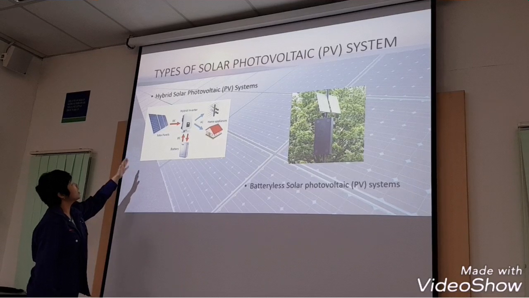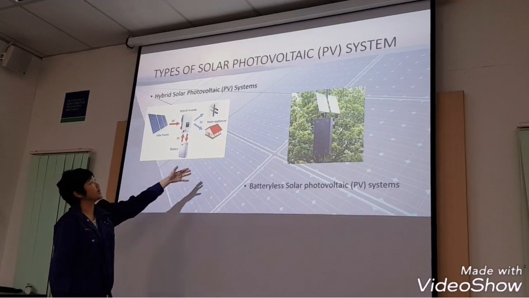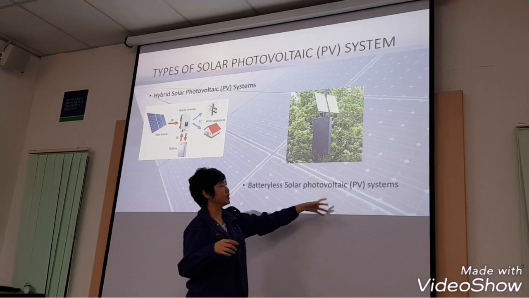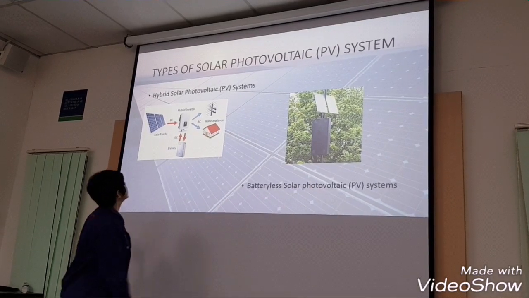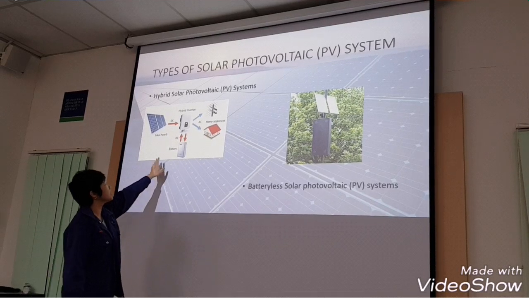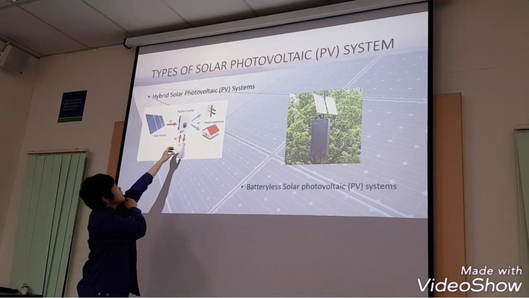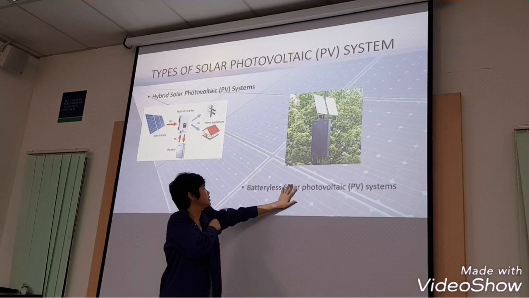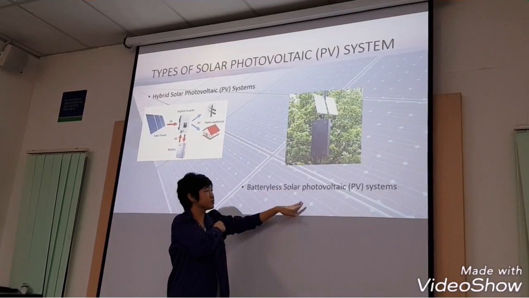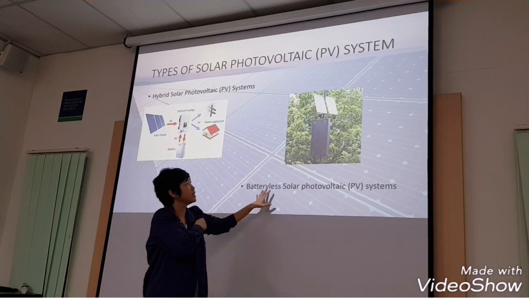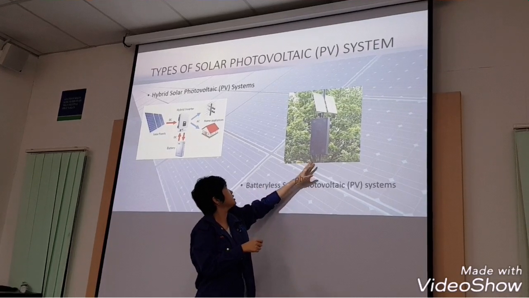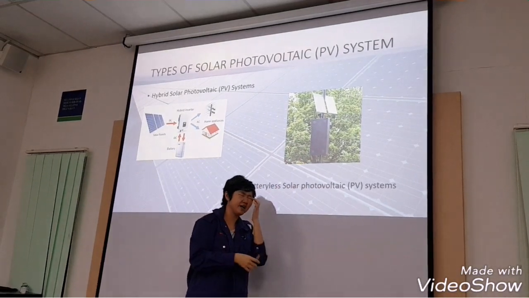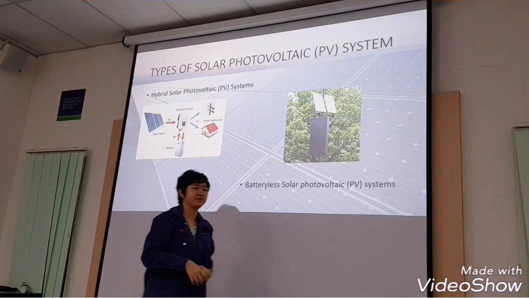Another two are the hybrid solar photovoltaic system and the batteryless solar photovoltaic system. In the hybrid system, you can see that there is a difference in the inverter. This is the hybrid inverter. And the batteryless solar PV directly converts the solar energy into electricity.